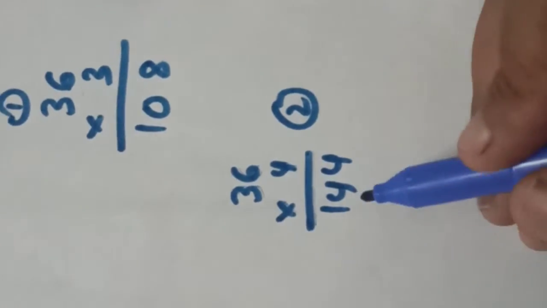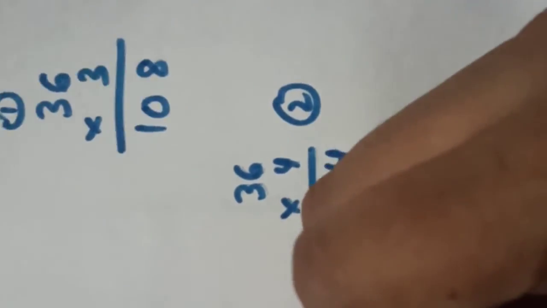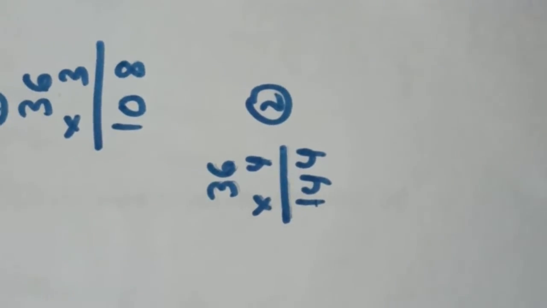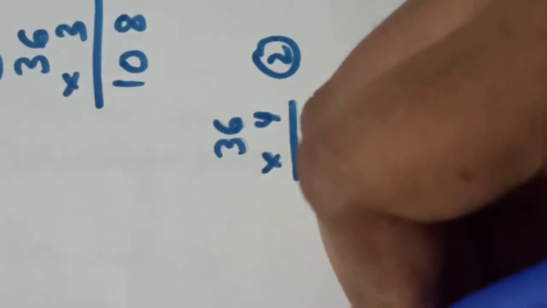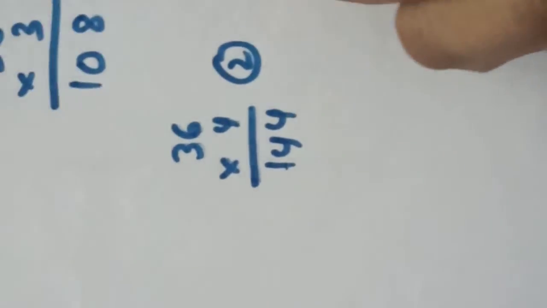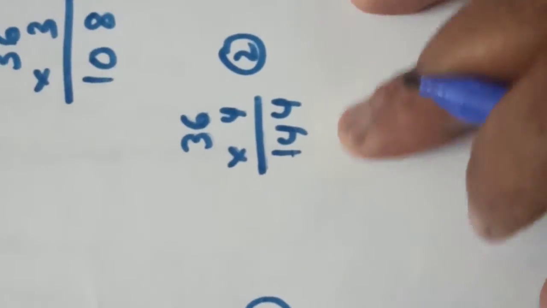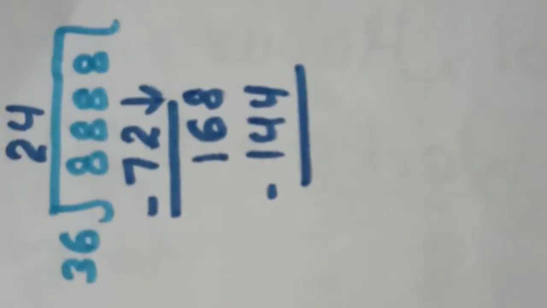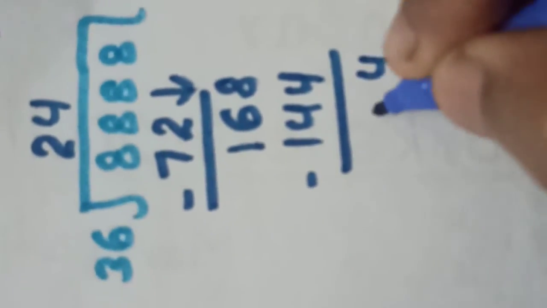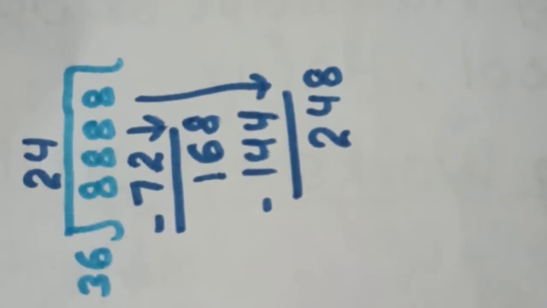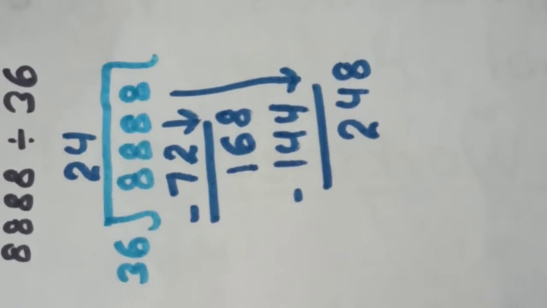Now see, 36 fours is 144. Let us multiply 36 into 5 as well, just to check whether we'll get this digit or something less than this. 5 6s are 30, 5 3s are 15 plus 3, 18. So it means we have to take this one. 36 fours are 144. Right? Now let us subtract it. 4 and 2, and then we will write down this 8 as it is.